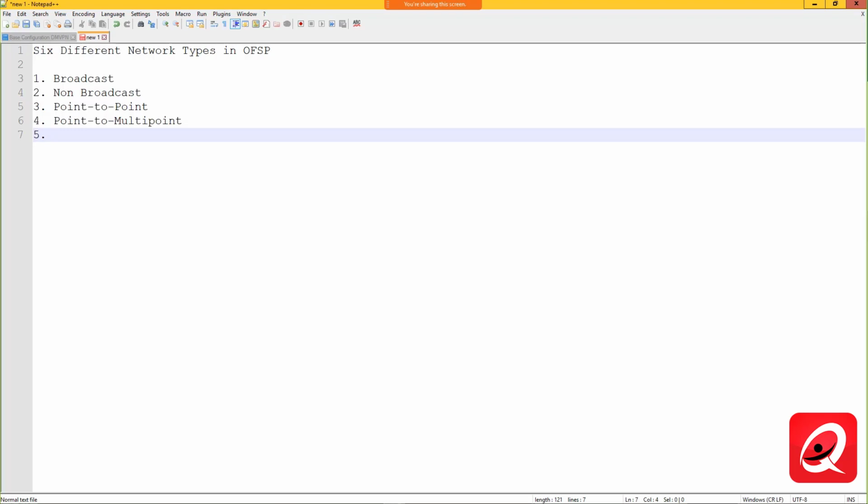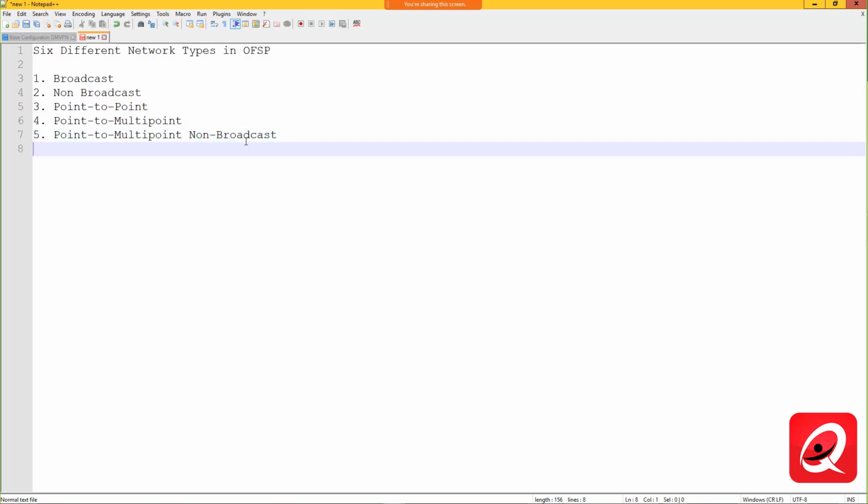And network type 5 is actually a special Cisco type. It's not actually defined in the RFC. We'll take a look at the RFC a little bit later on. That's going to be point-to-multipoint non-broadcast. And then finally, a special use case network type, which is called a loopback.